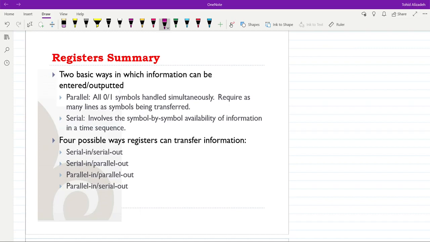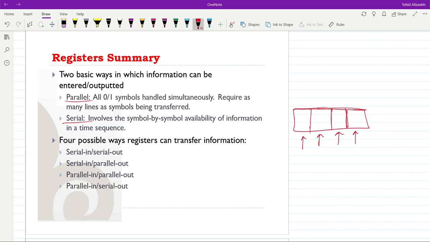Here we have a summary of the registers. There are two basic ways in which information can be entered into the registers or taken out from the registers, the parallel and serial. When we say that we have the parallel way of providing the data into the register, it means that we are providing data for each bit position, for each cell of the register.